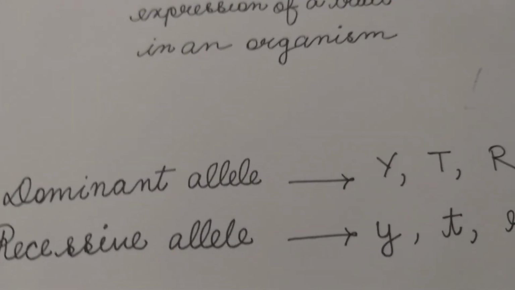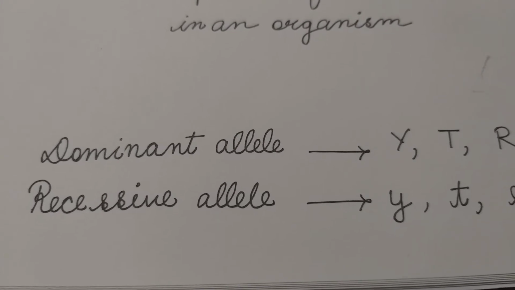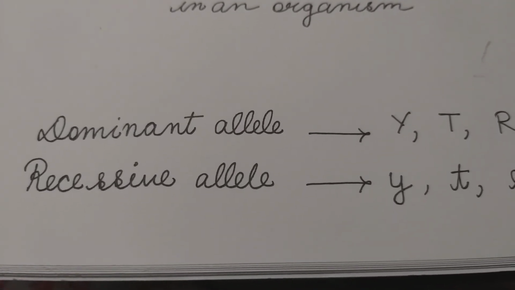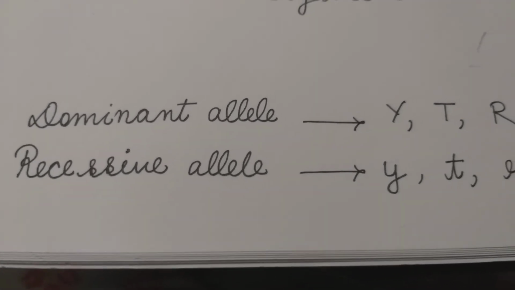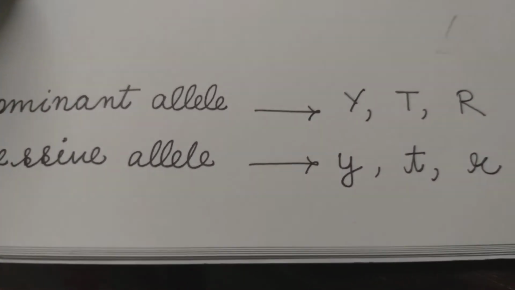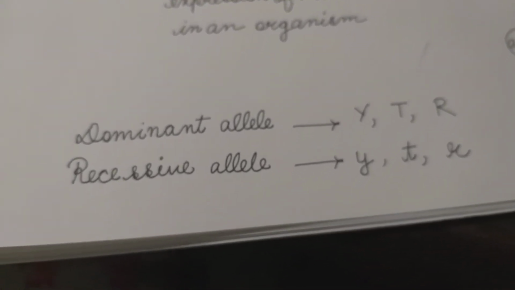Please remember, in the presence of a dominant allele, a recessive allele cannot be expressed. The dominant allele does not allow the recessive allele to be expressed. So a recessive allele is not expressed if it is present with the dominant allele.